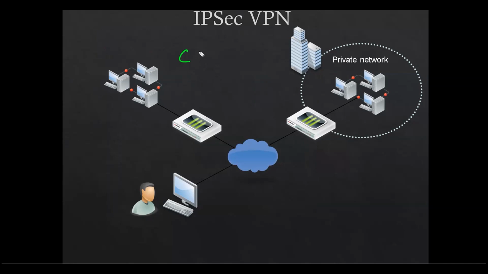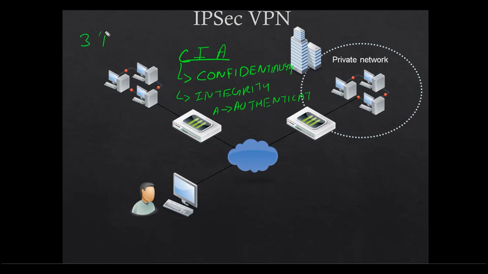Okay, so we have something called C, I, and A. I think we discussed this yesterday as well. The C stands for confidentiality, the I stands for integrity, and the A stands for, nowadays it's more like authentication. Initially, it was availability. CIA is basically the three pillars on which your IPsec VPN works.